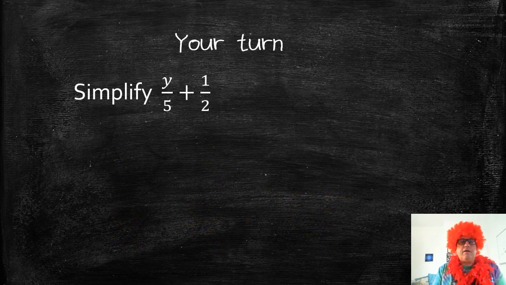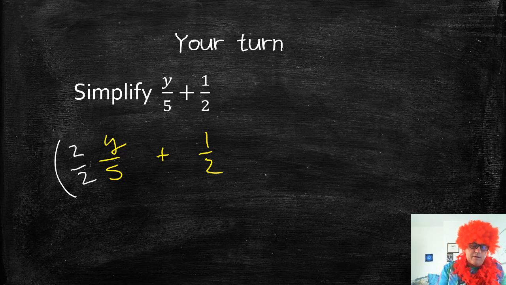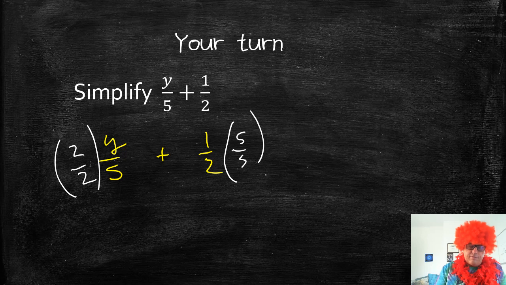Okay, go ahead, pause the video, and you try this one. Okay, what's our lowest common multiple? The lowest common multiple is going to be 10. So that's what I need to make my denominator. Multiply this by 2 over 2, and multiply this by 5 over 5.